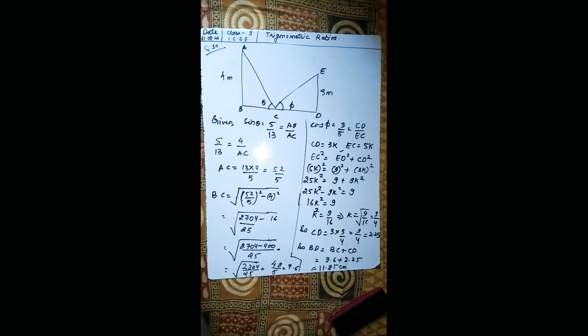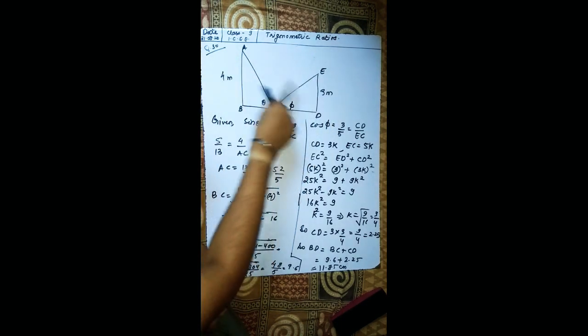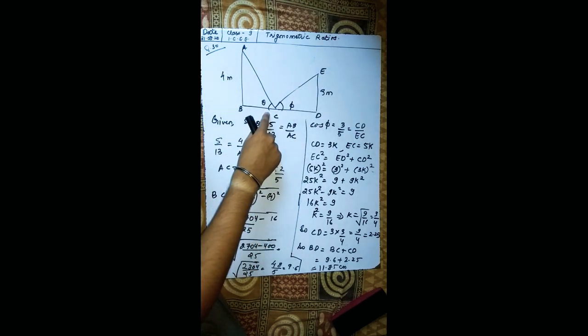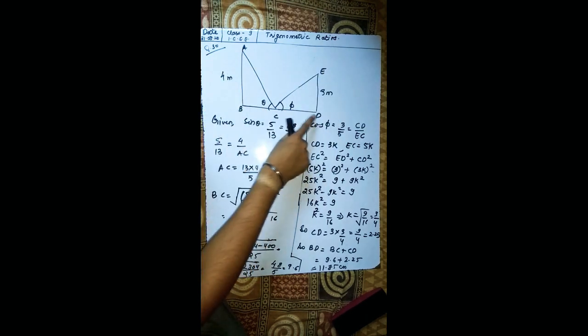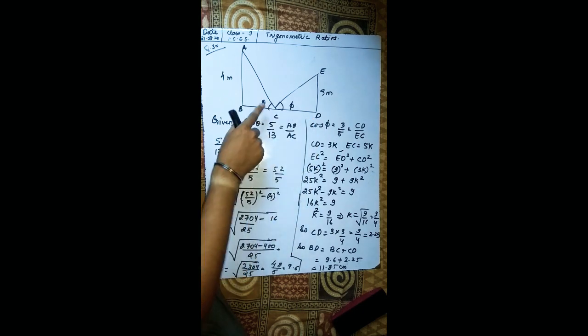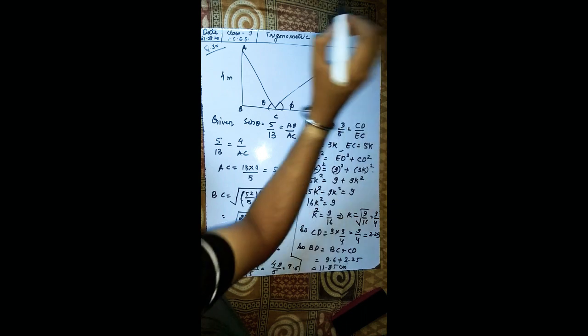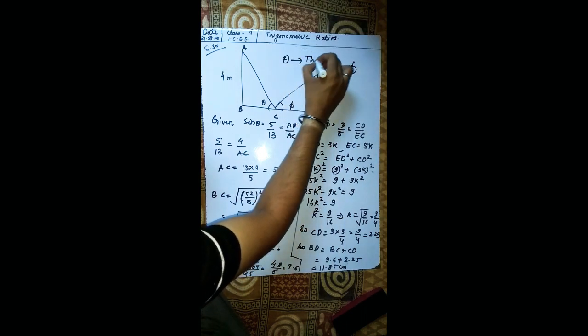Okay, let us understand the last question, that is the 30th question. In this question you need to understand some things. First of all, let me explain what the question is and what we need to find. There are two right angled triangles, ABC and EDC, right angled at B and D. This is theta and this is phi.